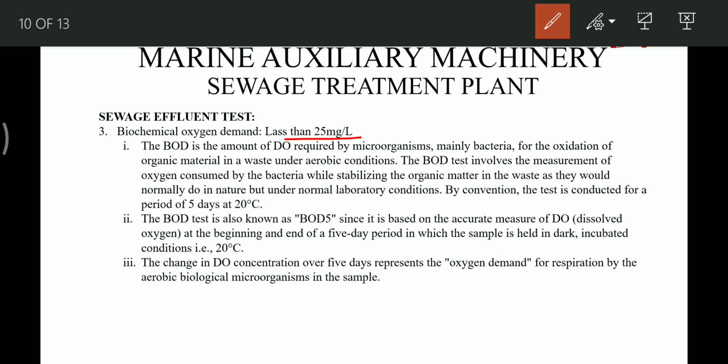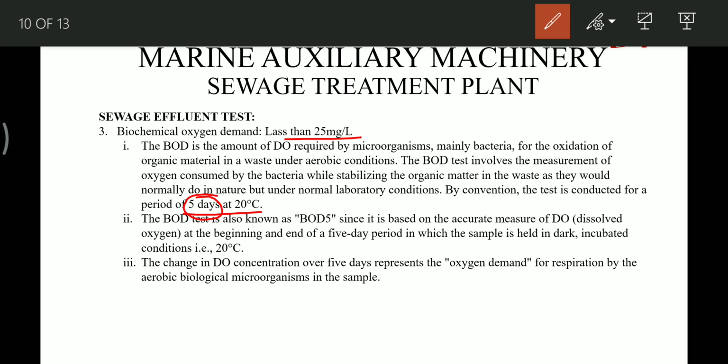So this basically is done in the lab condition for 5 days at 20 degrees Celsius. This 5 days basically is taken from the time when this test was first carried out. Basically this 5 day test was invented in England.